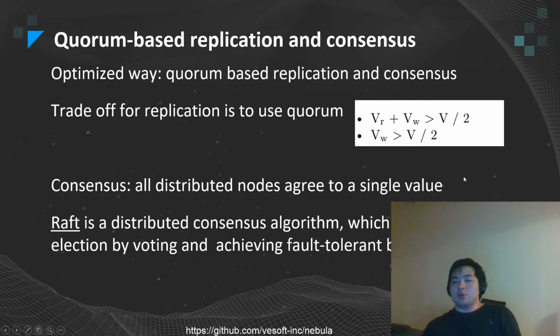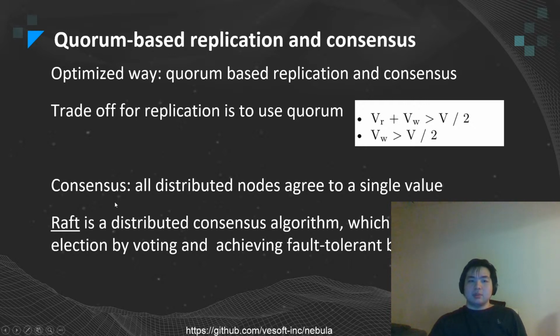In a more mathematical way, if the read quorum number and write quorum number satisfy those two constraints, we can say that it is a valid quorum for the database system. And by defining the quorum, we can use quorum replication to get things done. Quorum-based replication is achieved by something named consensus.